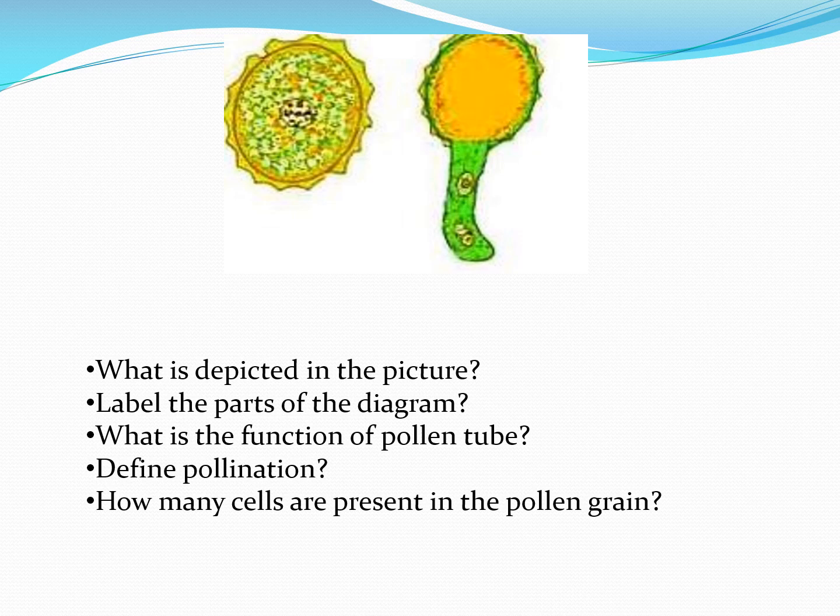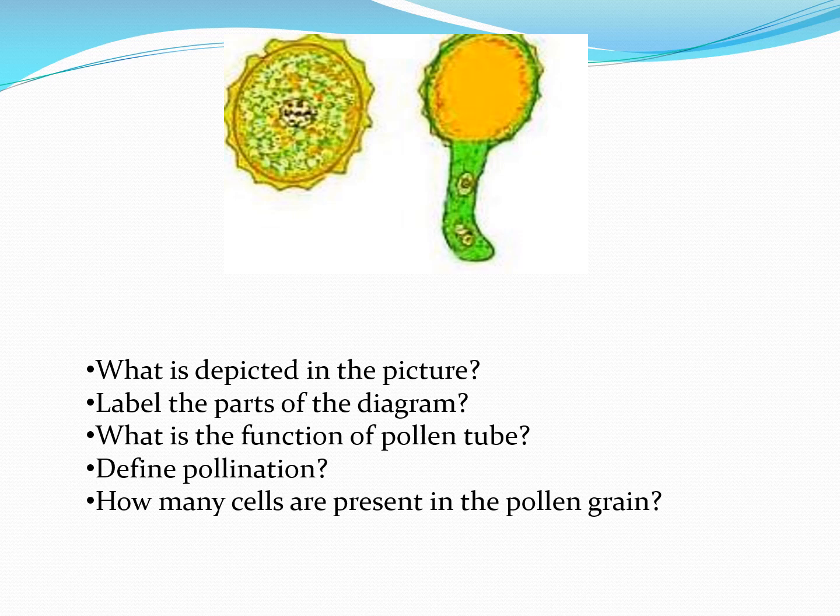Third question, what is the function of pollen tube? Pollen tube carries male gametes through style and ovary and reaches the female gametes through micropyle. Define pollination. Transfer of pollen grains from anther to stigma is called pollination.